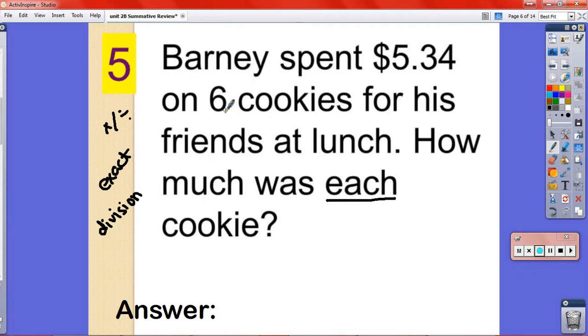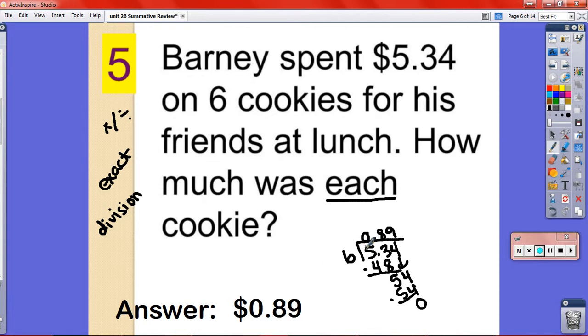So it's 534 for 6, how much for 1? That means it's 534 divided by 6. So 6 doesn't go into 5, but it goes into 53 8 times, which is 48, with 5 left over. Bring down that 4, and 6 goes into 54 9 times, exactly. So our answer is 89 cents.